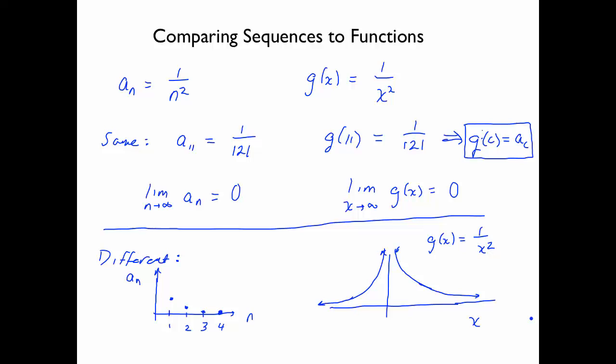So the limit as n approaches infinity or x approaches infinity is the same. It's 0, but their graphs are much different. So g of x is continuous for all real numbers except x equals 0. But the sequence is just discrete points at the whole values of n, because n is which number you are in the sequence. Okay, but when x equals 1, 2, 3, 4, 5, you get the same values that you do for the sequence a sub n.